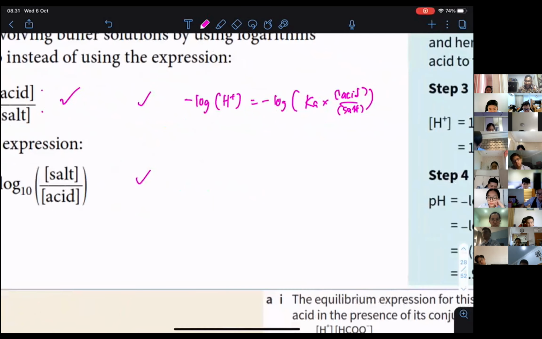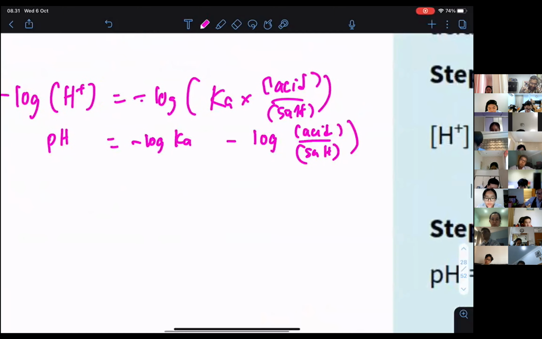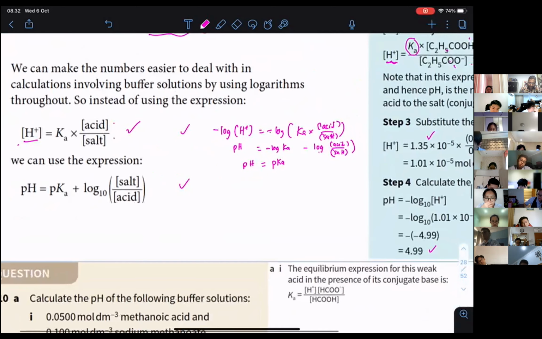acid divided by salt, okay, and negative log Ka is going to be pKa. We already learned about pKa. Do remember here, negative log acid divided by salt, here they change it into log 10 salt divided by acid.